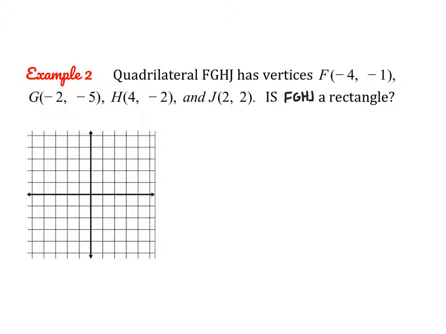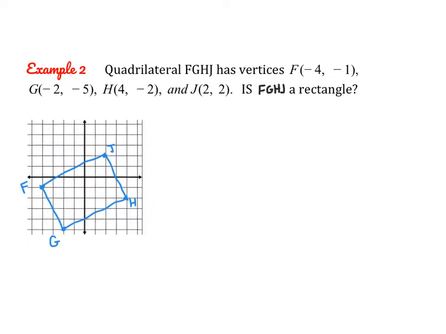So we have -4, -1, -2, -5, 4, -2, and 2, 2. So this was F, this was G, this is H, and this is J.